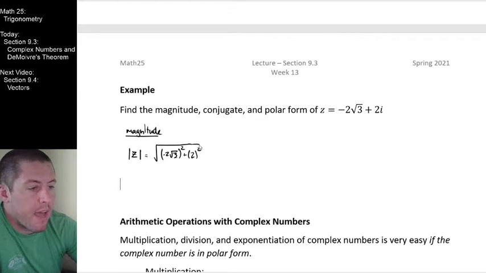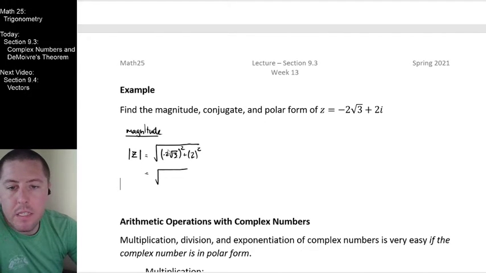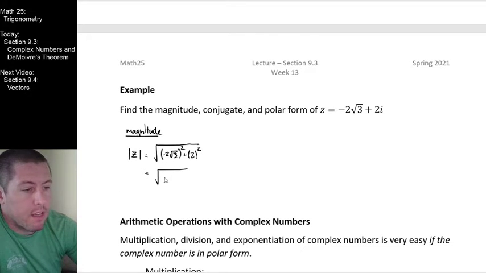All right, this is just the Pythagorean theorem in action right here. So what am I going to get? Let's see, 2 root 3 squared. When I square negative, it becomes positive. When I square 2, it becomes 4. When I square the square root of 3, it becomes just 3. 4 times 3 is going to give me 12 for that one right there.